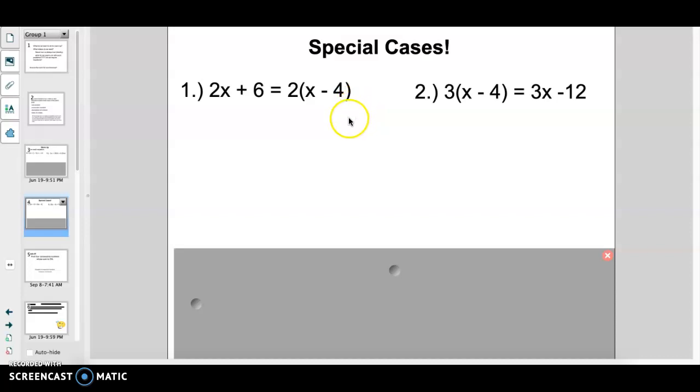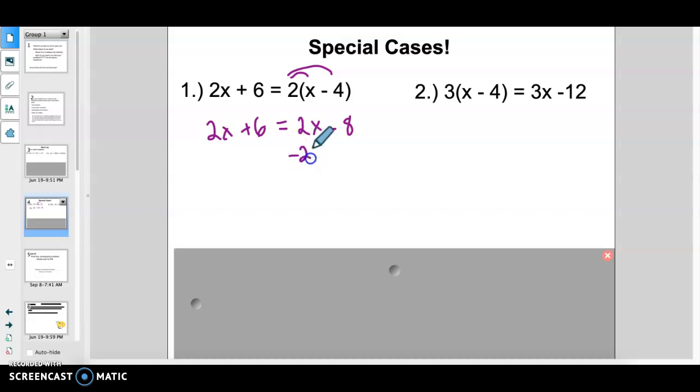There are two types of special cases you may run into while solving equations. So the first type, let's check it out. If I distribute the 2 here, I've got 2x plus 6 equals 2x minus 8. Then I'm going to try to get all the x's on one side. But notice, usually I try to move the smaller x, but they're the same.